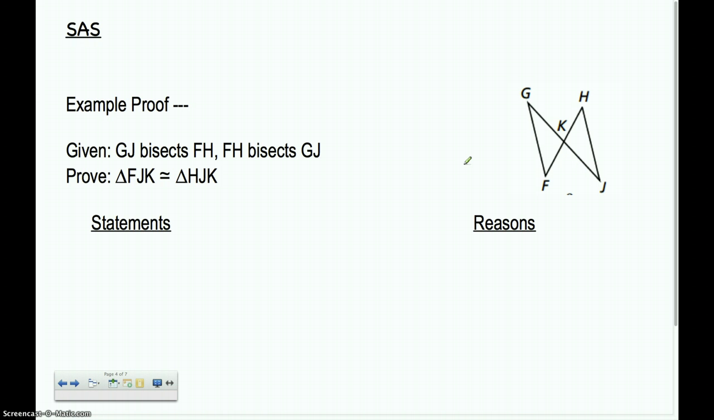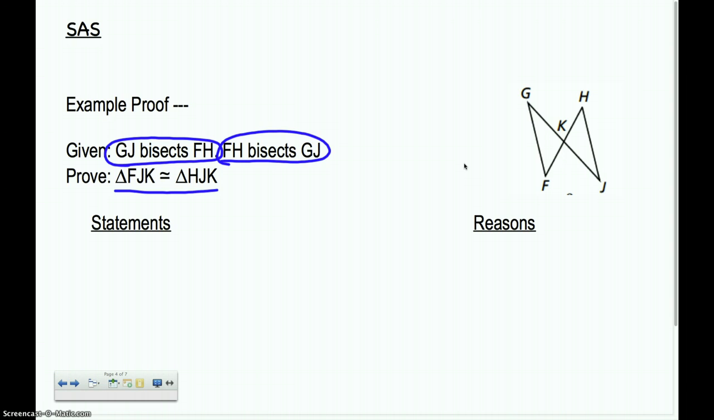In this proof, here we go, we're going to circle the givens. GJ bisects FH. FH bisects GJ. There's that word, bisect. GJ cuts FH exactly in half. FH cuts GJ exactly in half because that's what it means to bisect something. Okay? What are we trying to prove? Well, we're trying to show FJK congruent to HJK. Now that's a typo. On yours it actually says FGK congruent to HJK. I'm sorry about that.